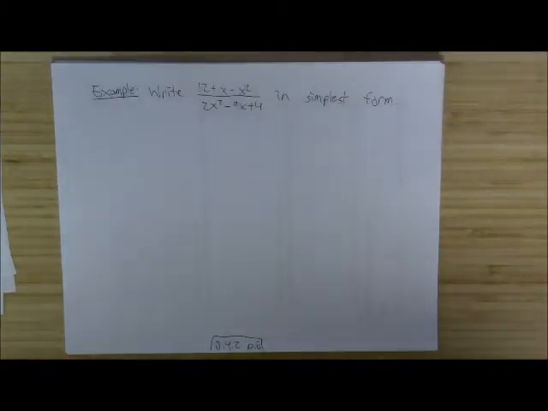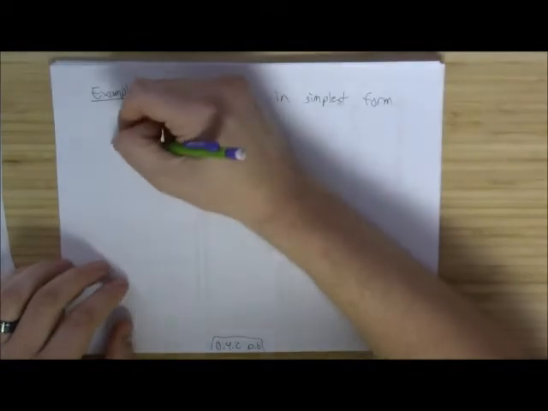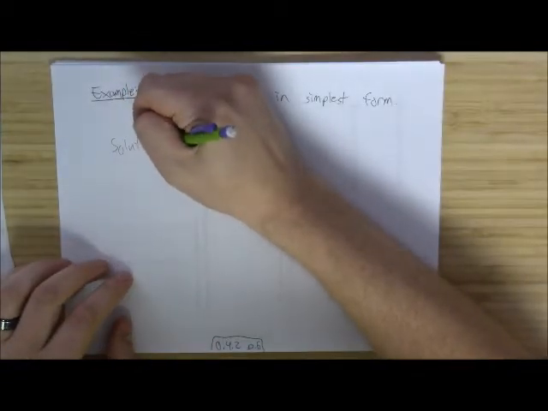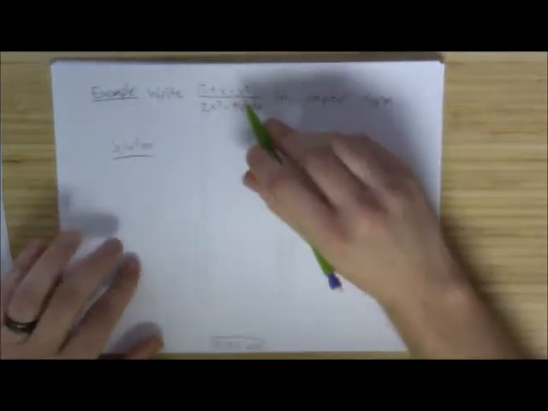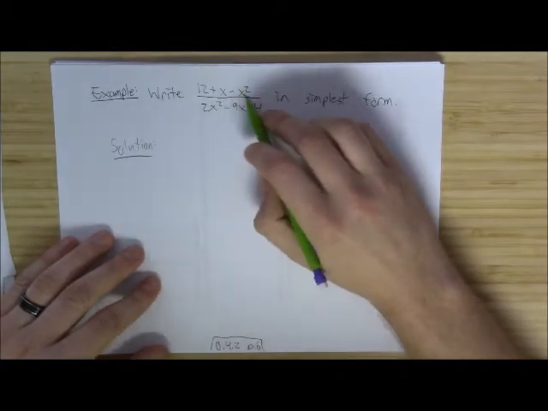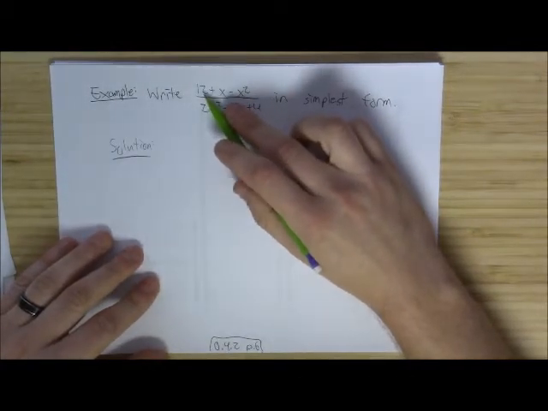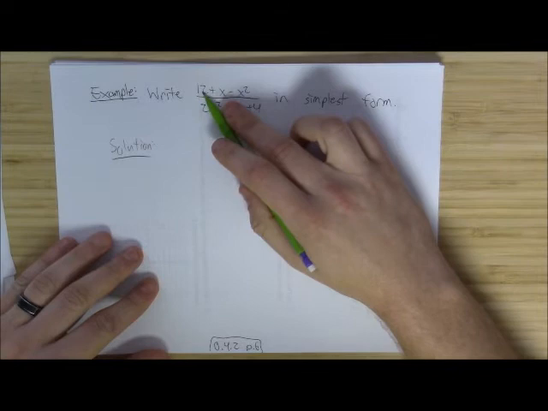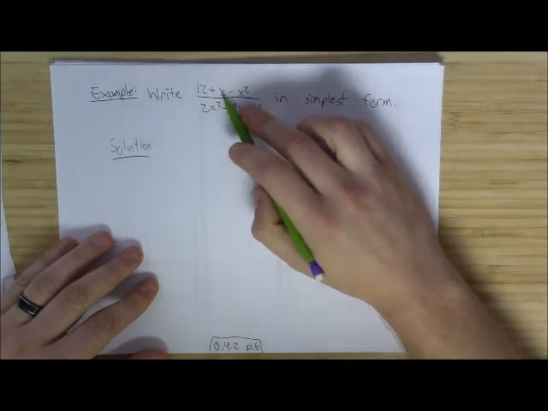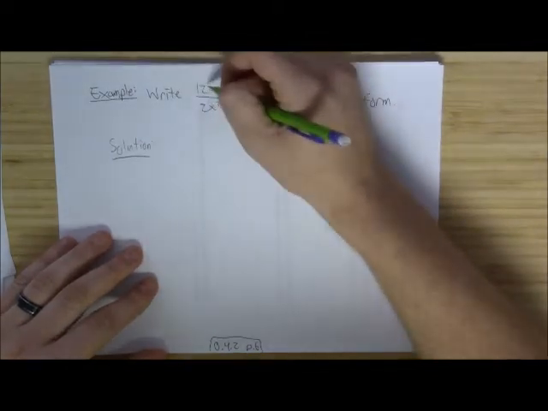So, for example, let's go ahead and try writing this in simplest form. So, solution. Factoring the top, again, we need two numbers which are factors of 12 that add to 1 here. So what would work?